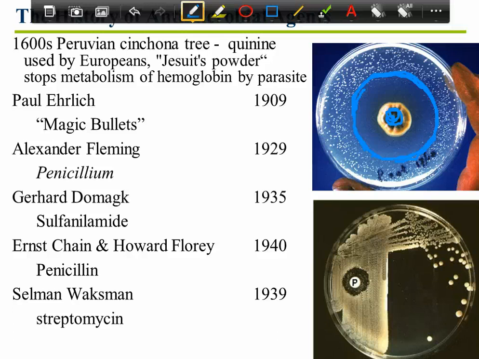But there's one other thing that's kind of interesting here. We're also going to be talking about drug resistance later on. And notice that there are some tiny, tiny little colonies in that clear zone around the penicillin disc. Those are drug-resistant bacterial colonies. We'll talk more about that coming up.